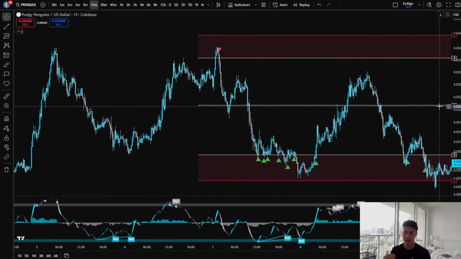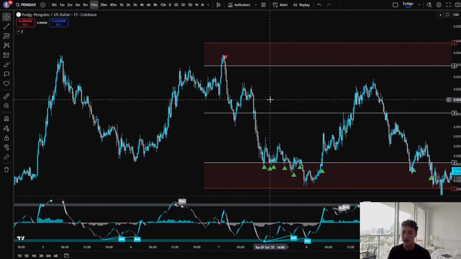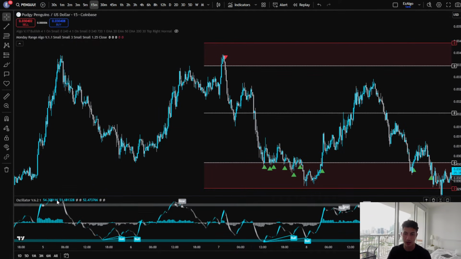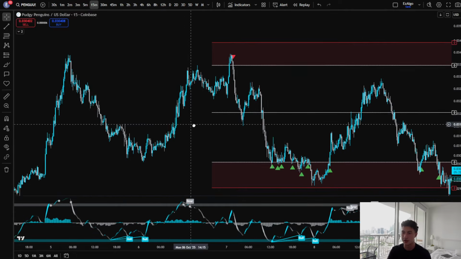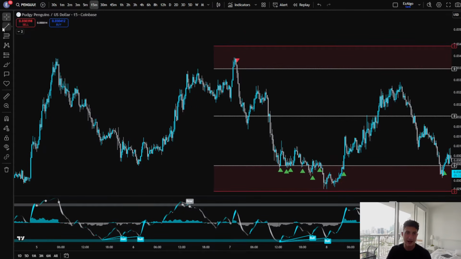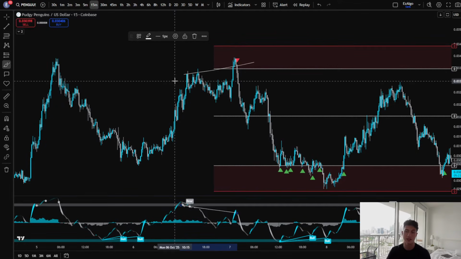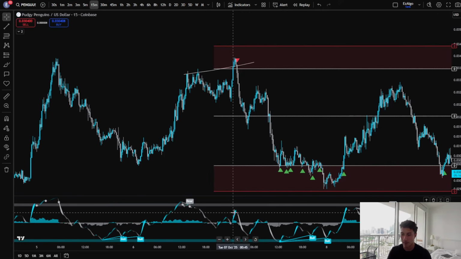So the first piece of confluence I like to look for along with these signals is going to be momentum, okay? This is where the EZ oscillator comes into play, our real-time momentum divergence oscillator. What I like to look for is as price is taking out those Monday highs, I want to see momentum decreasing. So whenever you see price making a higher high as momentum is decreasing, this is referred to as a bearish divergence, right? A bearish formation here, right?